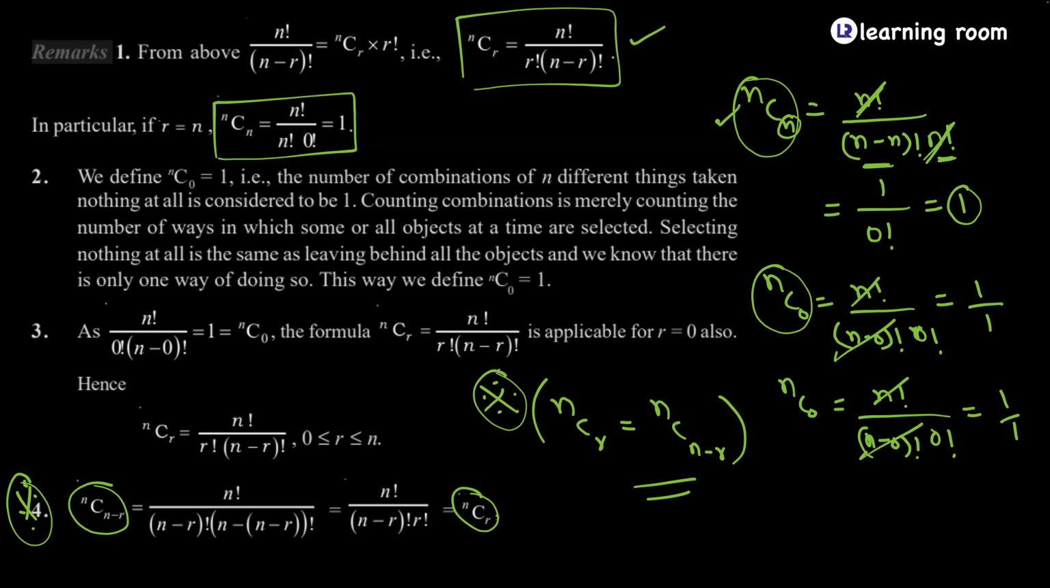So the meaning of this is 5C2 is the same as 5C(5 minus 2), which is 5C3. So 5C2 and 5C3 will give you the same answer. The reason is very simple. 5 factorial by 3 factorial into 2 factorial. Why is it so? n factorial by (n minus r) factorial into r factorial. This will be 5 factorial by (5 minus 3) factorial, 2 factorial into 3 factorial. The only thing is the denominator terms will get swapped. I'll show you the proof for it. That's it. So with this, the theory needed for this exercise is over.